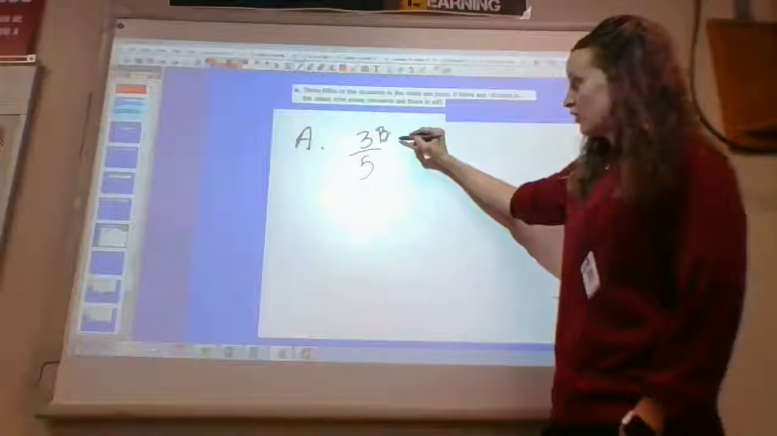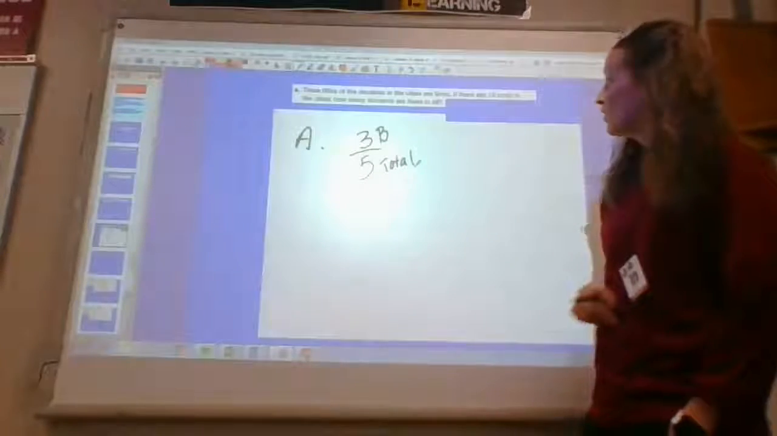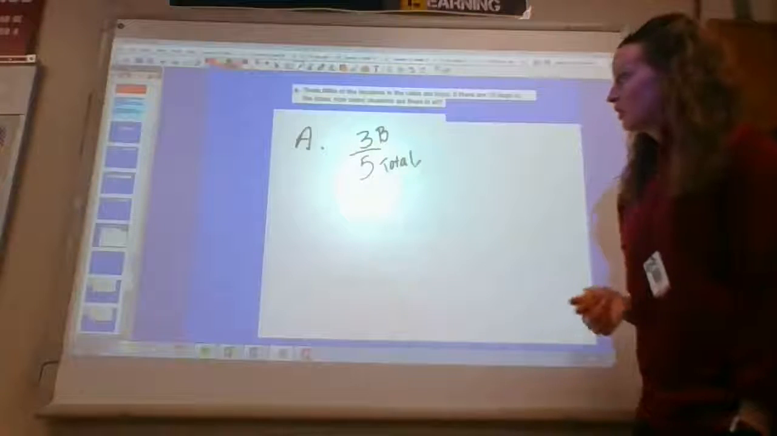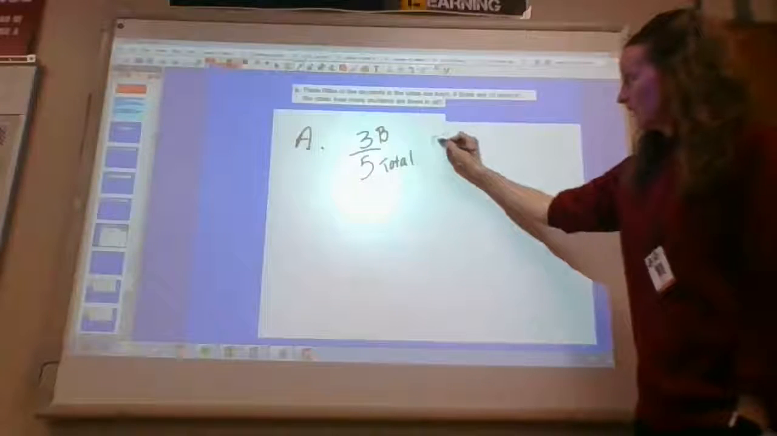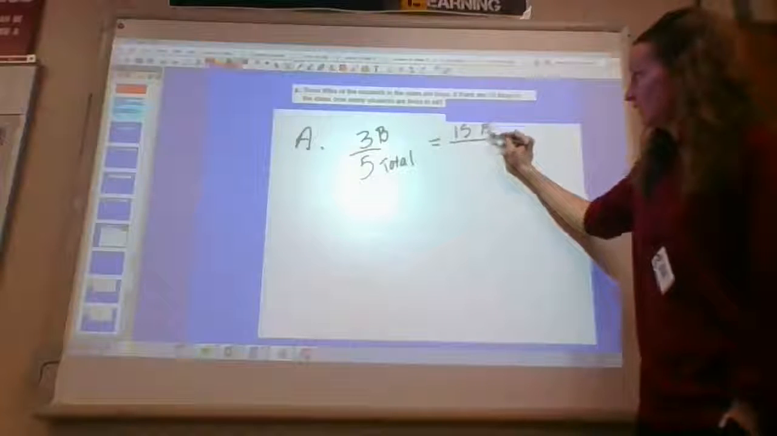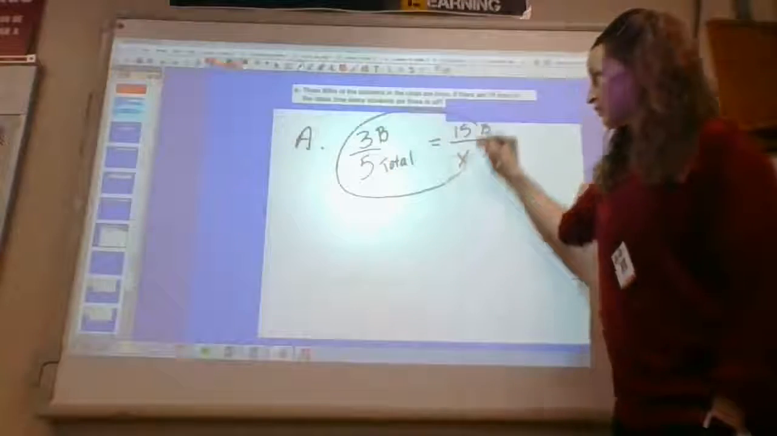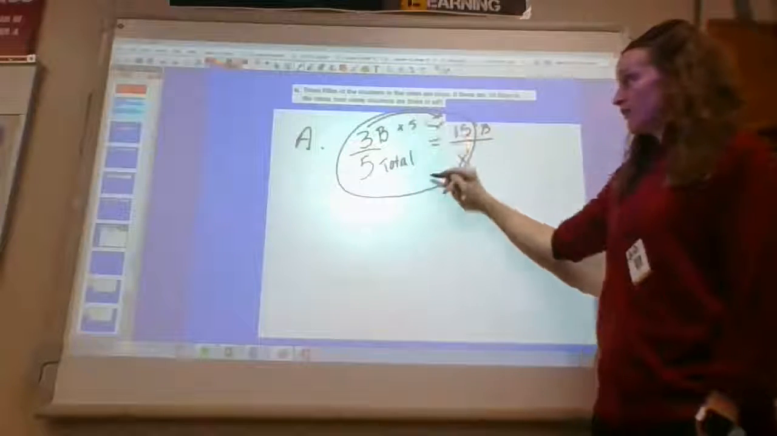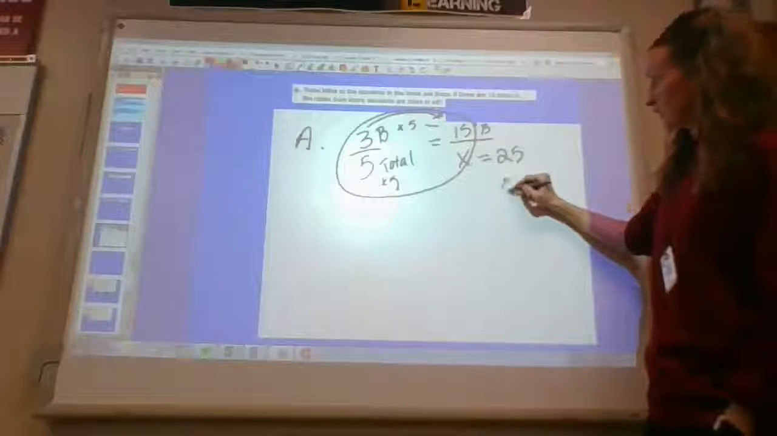Hopefully you know that 3/5 of the class are boys, and the 5 is the total. If there are 15 boys, how many students are there in all? Right now, you also could set up a proportion. You know that there are 15 boys. 15 goes here. If you don't know how many students there are in all, put the X there. To solve the proportion, 3 times what equals 15? Times 5, right? 5 times 5, that means we're going to have 25 students total.